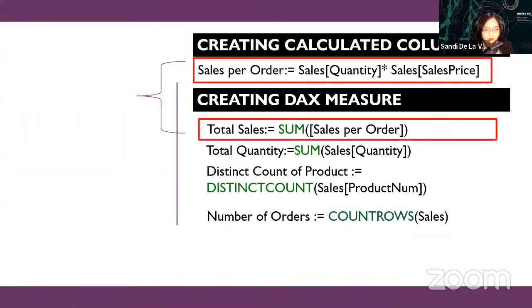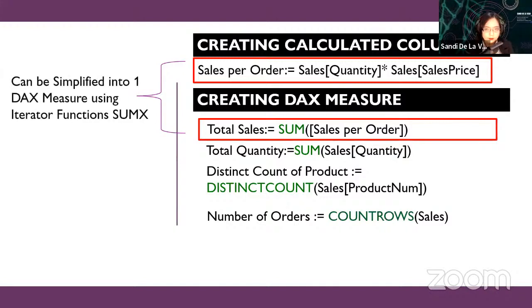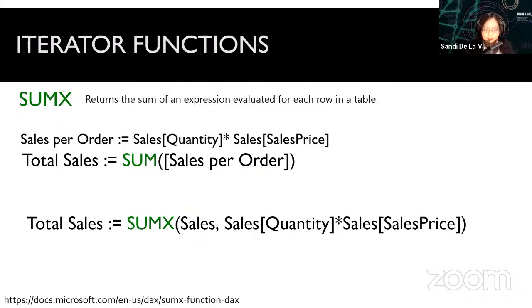So if you notice that we are using a helper column such as sales per order in creating the total sales, there's a way to make it simplified and combine it into one DAX measure, and that is the SUMX. The SUMX is one of the iterator functions that returns the same expression, but it's just optimizing our whole DAX calculated measure into one formula. So instead of using these two formulas, you can use the SUMX and it will provide you with the same results. So let's go back to our Power Pivot window.